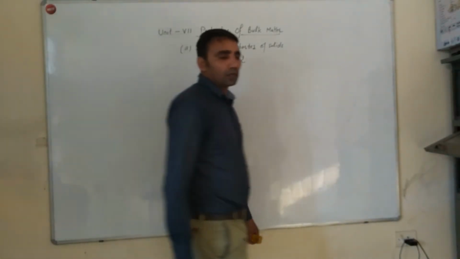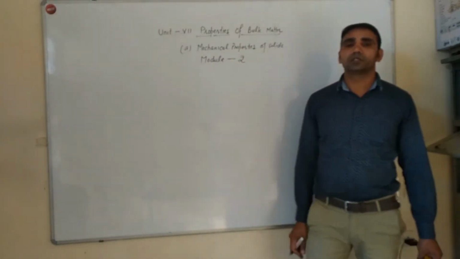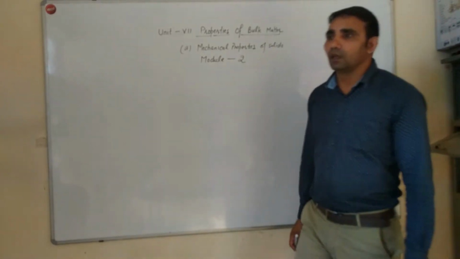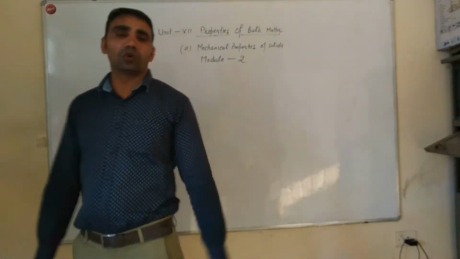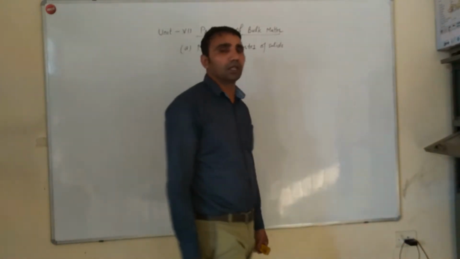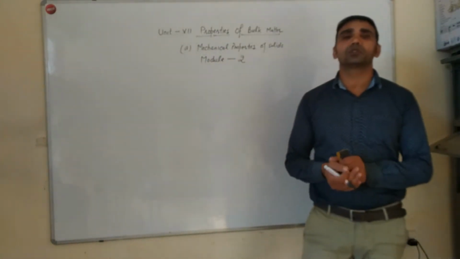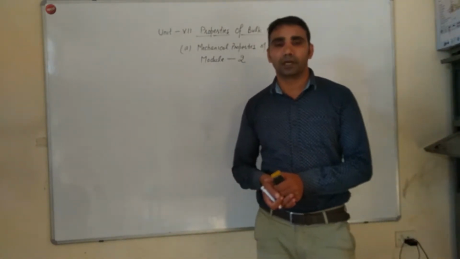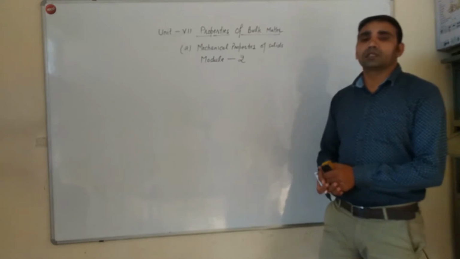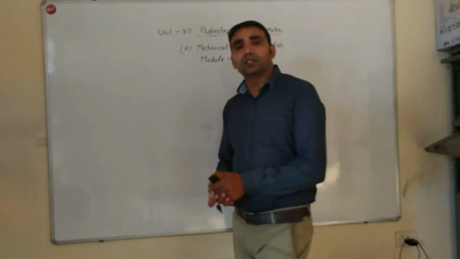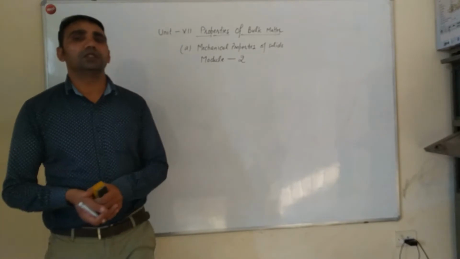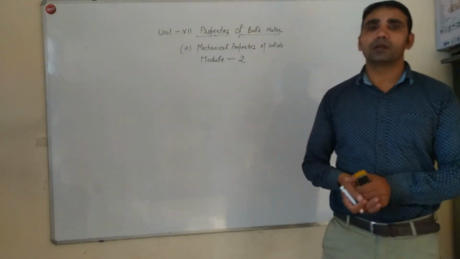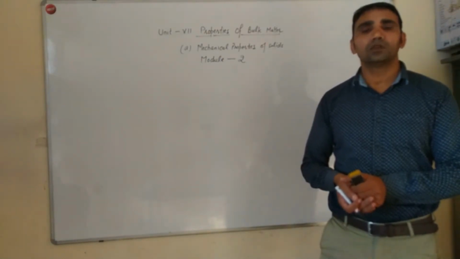Hello students, today we are going to discuss stress and its types in module number 2. In the previous module we discussed stress. Stress means the restoring force per unit area of the body. Its SI unit is Newton per meter square, and CGS unit is dyne per centimeter square. Dimensional formula is M1 L minus 1 T minus 2.